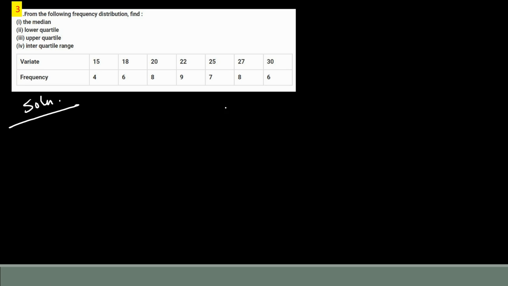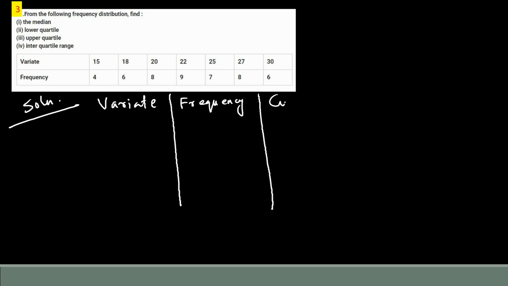So this thing you can do in two ways, right? From a graph you can do it, and also you don't need a graph to do it. Here they haven't asked you to use a graph, so we will do it from first principles. So variate, frequency. But always, if you want to find the median or anything like that, lower quartile, upper quartile, just keep in mind you have to find the cumulative frequency. There is no alternative to it. You have to find the cumulative frequency, and then the middle term you will get from there.